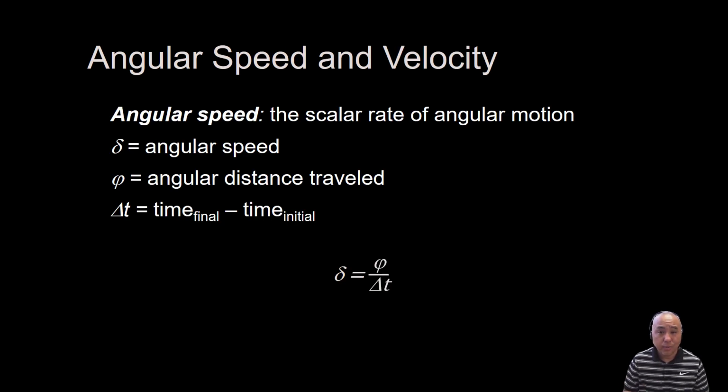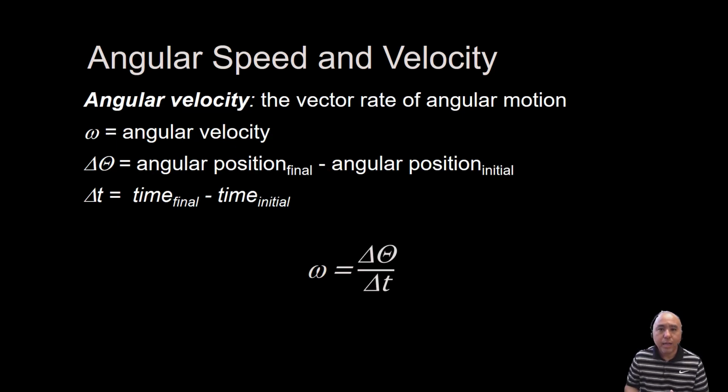Angular speed and angular velocity, the concept's still the same. You could calculate it the exact same way. The only difference now is you're looking at time. And angular speed is simply the scalar rate of angular motion. It's the magnitude of the change in angular motion over time. Whereas angular velocity, you have to include a direction. So if I gave you that same example where the person horizontally adducted at 45 degrees and did it in 1 second, his angular velocity is 45 degrees per second in horizontal adduction.